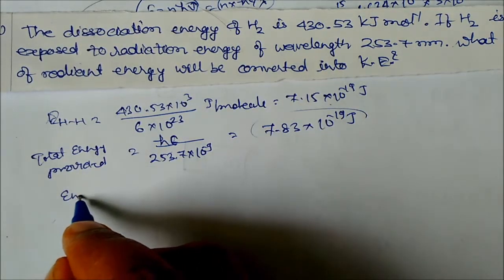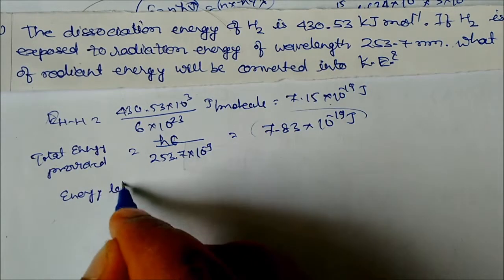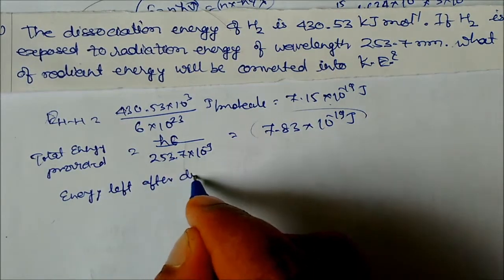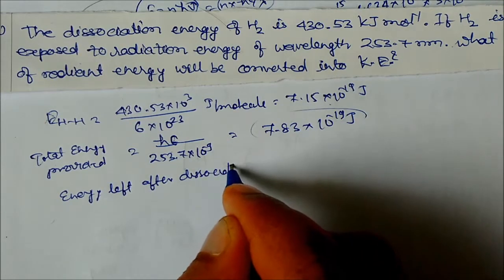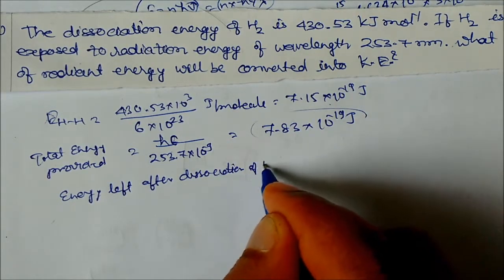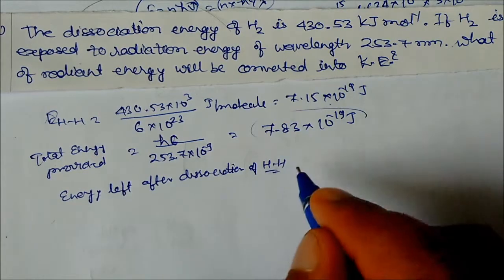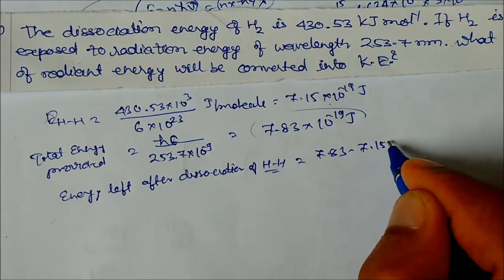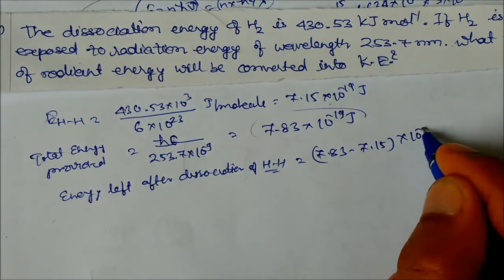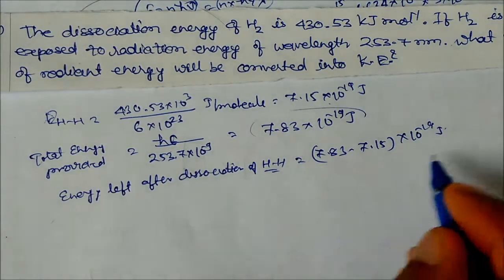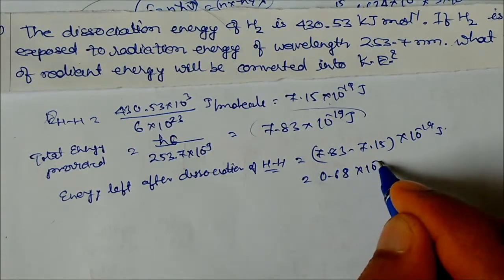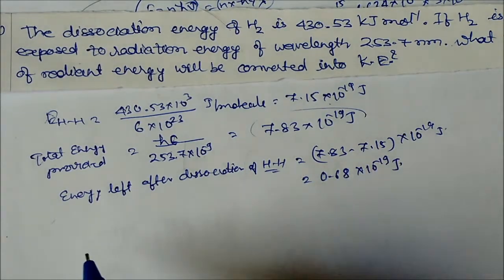So the energy left after dissociation of the H-H hydrogen molecule. How much energy is left? 7.83 minus 7.15, multiplied by 10 power minus 19. So this much energy is left, which is nothing but 0.68 into 10 power minus 19 joule.